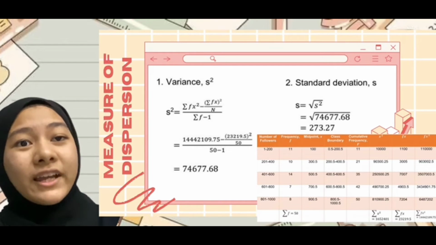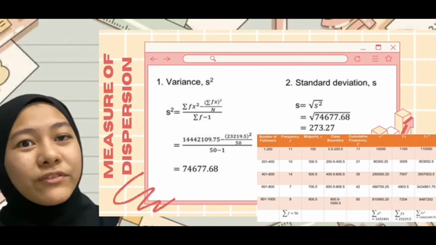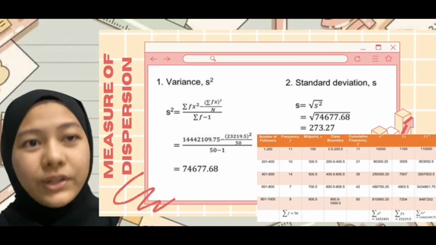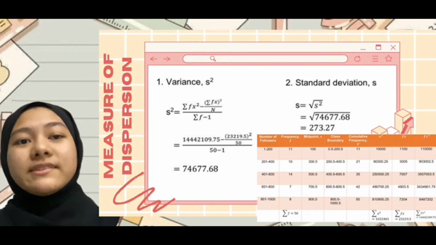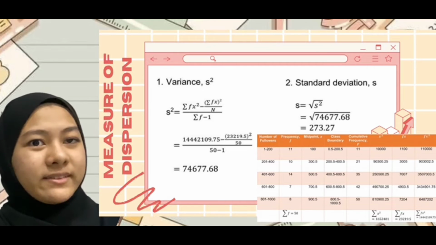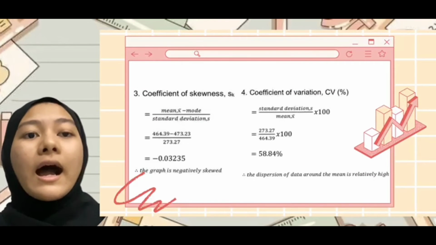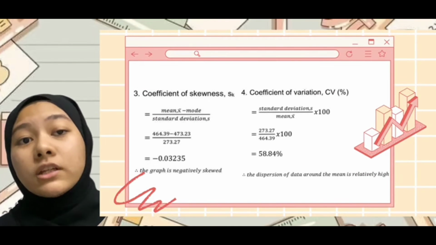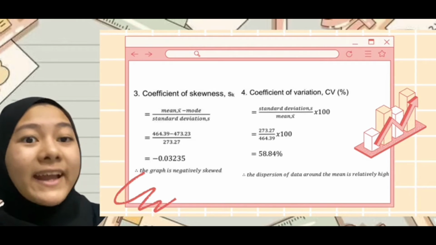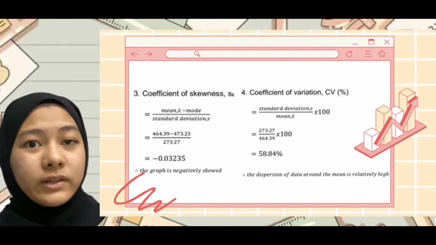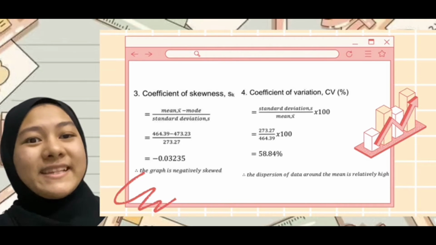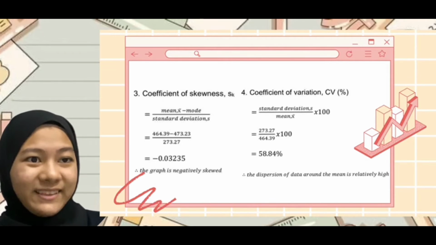For the variance, I use the formula as shown, and I got 74,677.68. Next, the standard deviation is simply the square root of variance. For coefficient of skewness, I use the formula which is mean minus mode divided by standard deviation, and I got negative 0.03235. Firstly, it is negative, so it is negatively skewed.